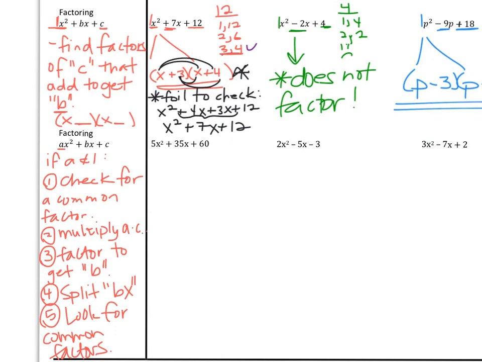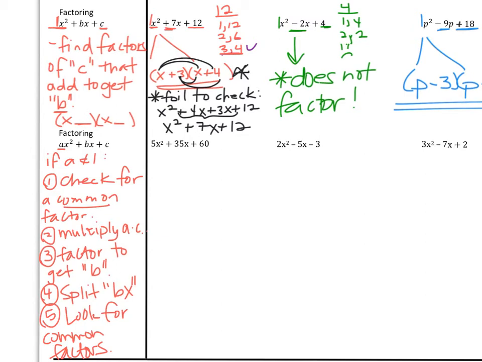When the a value is a number that's other than 1, we've got quite a list of steps to follow. It says check for a common factor first. So always look for that when you're factoring. If a is a number other than 1, what we need to do is multiply a times c together and get a new value. Once we get that product of ac, we're going to factor it or split it to get b in the middle. So it's kind of like what we did up above, but a little bit more challenging.